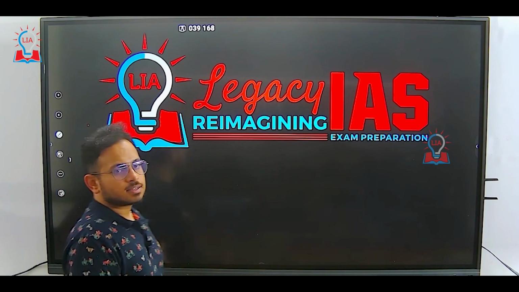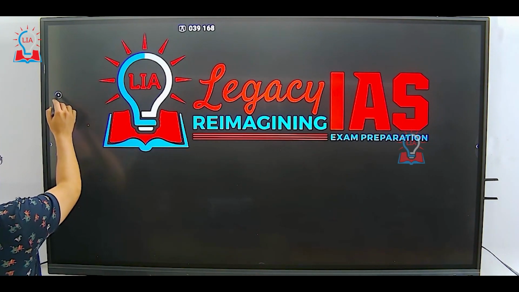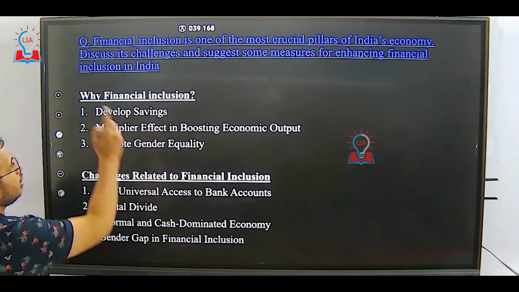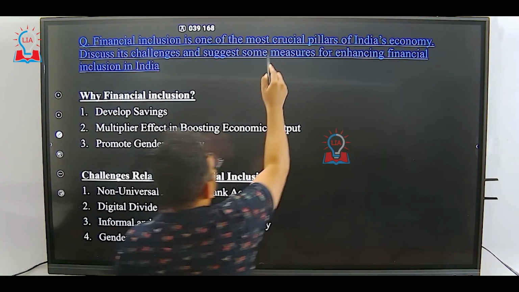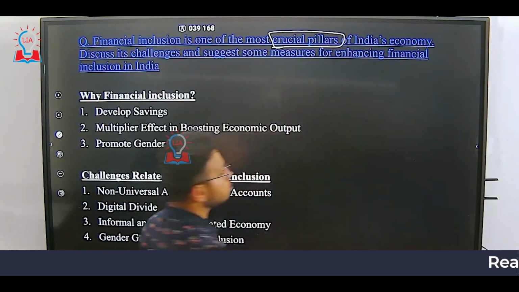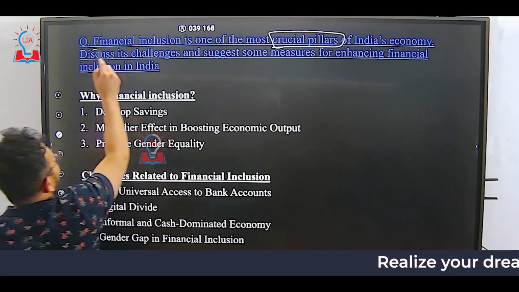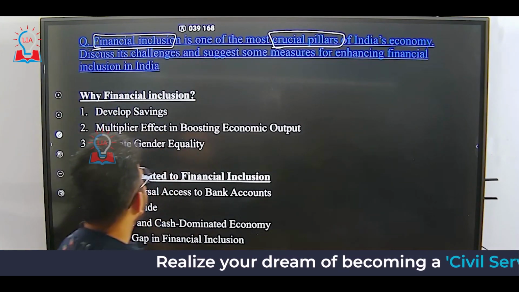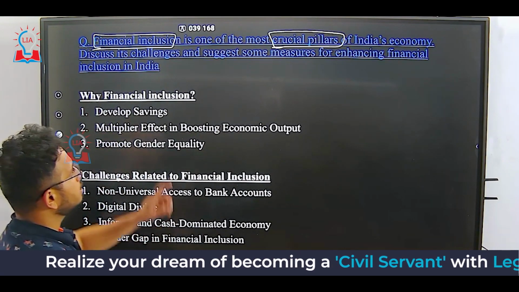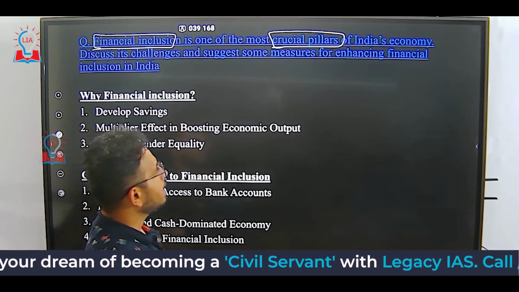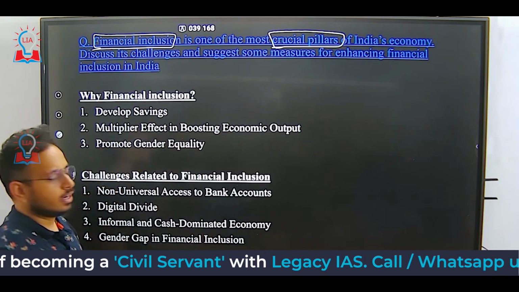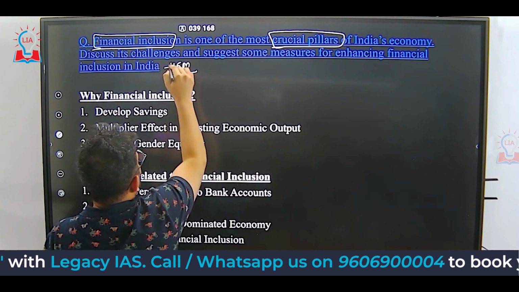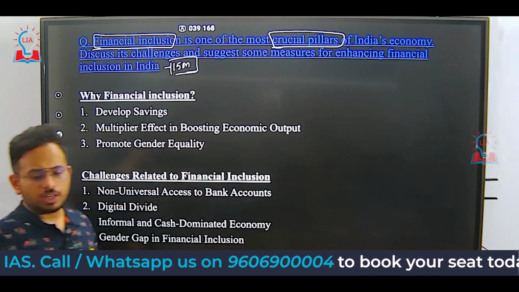So, let's start with the question for today. If you look at today's question, it says: financial inclusion is the most crucial pillar of India's economy. Discuss its challenges and suggest some measures for enhancing financial inclusion in India. Because it has two components, we can consider this to be a 15-mark question.